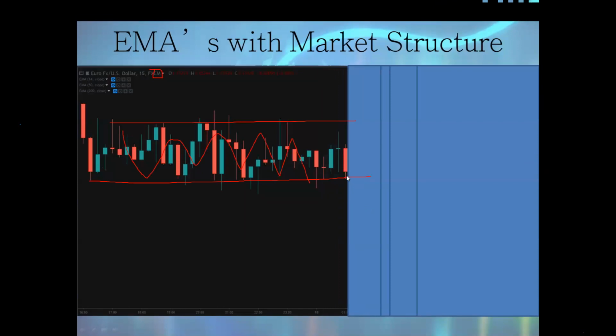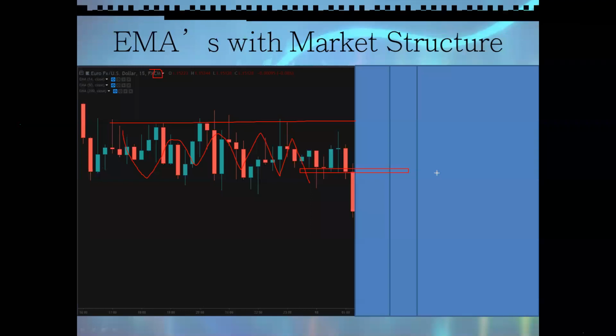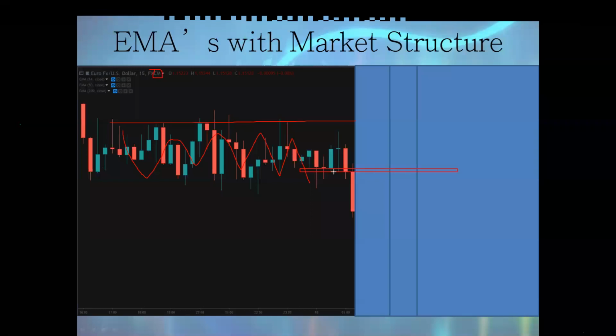Oh, there you go. We got the breakdown, right? We got the breakdown. So now we gotta wait for a retest. See this? So see these candles here? This candle broke below all these recent candles.